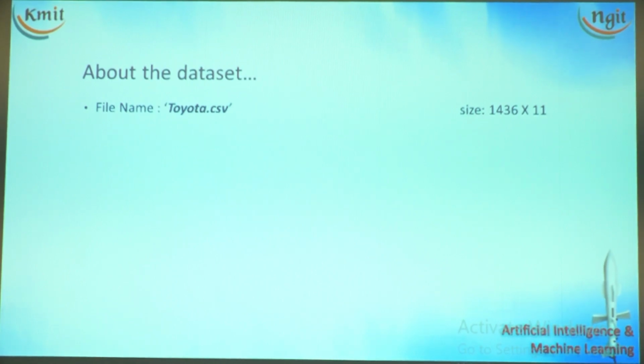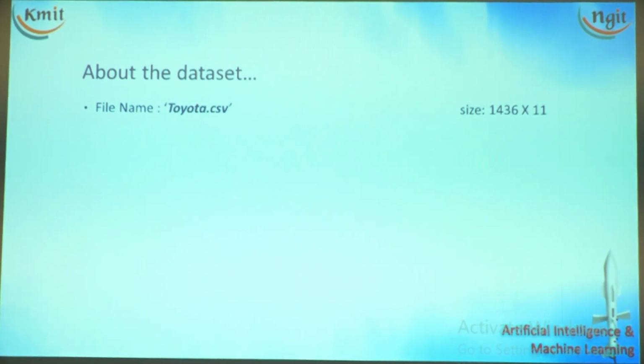Okay? So now about the data set that we are working with. The name of the data set is toyota.csv. So this is a data set given by Toyota company about its various car models. That's what I can understand from the name. I'll explore it later. Okay? The size of the data set is 1436 by 11. How to find out the size, that also we'll see.